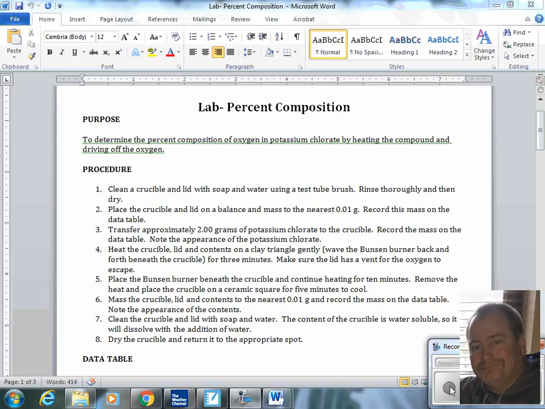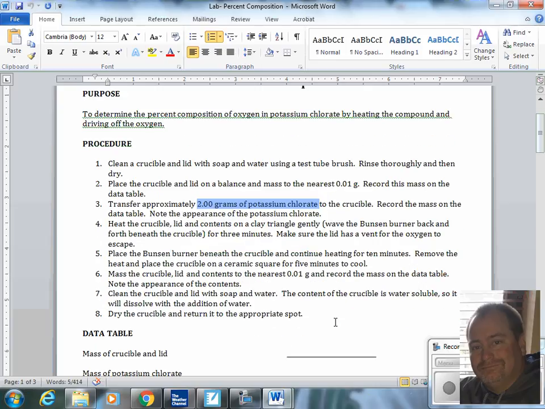First of all, we need to start by cleaning the crucible and lid with soap and water. Rinse and dry it. Place the crucible on the balance. Record the mass. You need to get approximately 2 grams of potassium chlorate. It doesn't have to be exactly 2 grams, approximately. Everybody should be different, so just get somewhere around 2 grams, mass it, write it on the data table, and note what the potassium chlorate looks like.